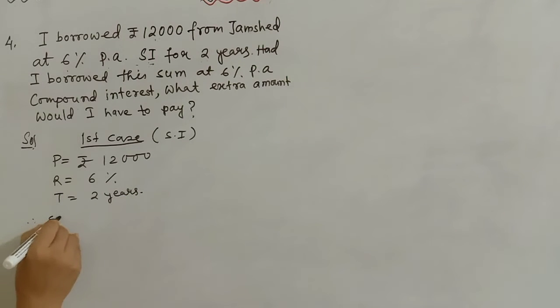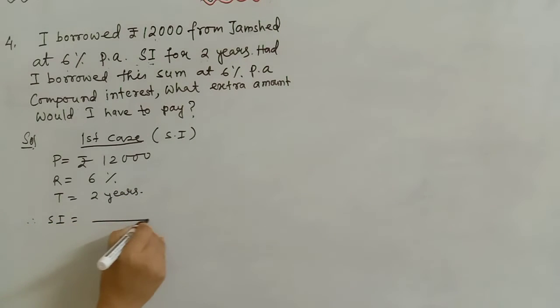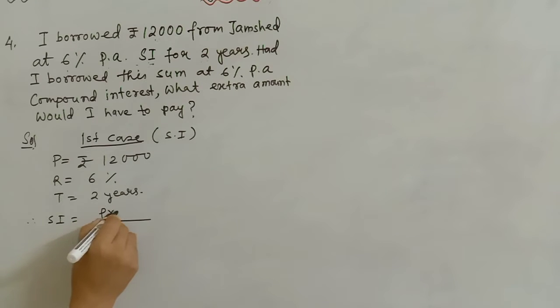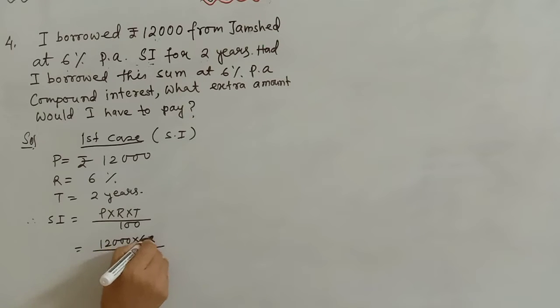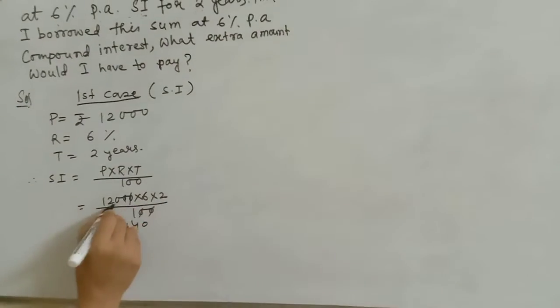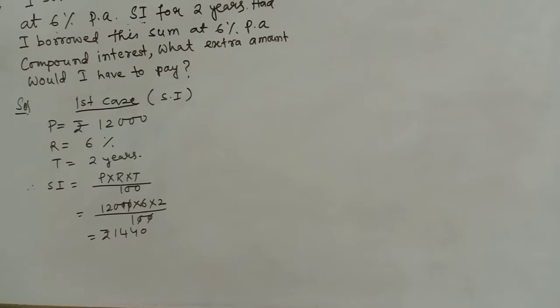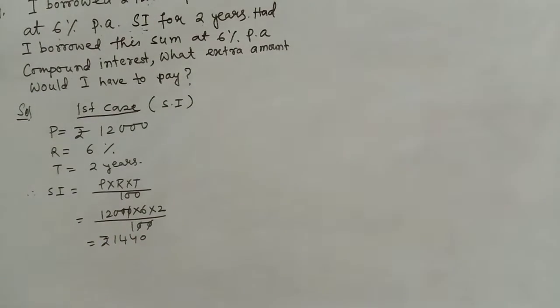Therefore simple interest, you know the formula, and always you need to write the formula first. P into R into T by 100, 12,000 into 6 into time 2 by 100. If you cancel this, you will get 1440. 12 into 12 and another 0. So the money is 1440. This is for simple interest.